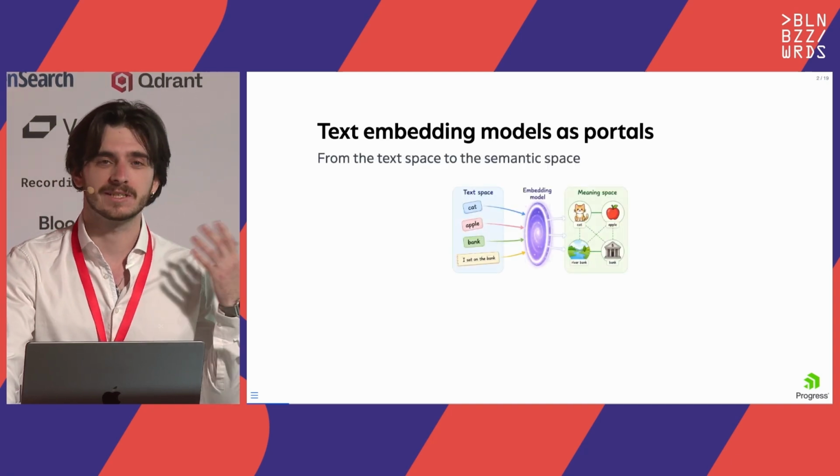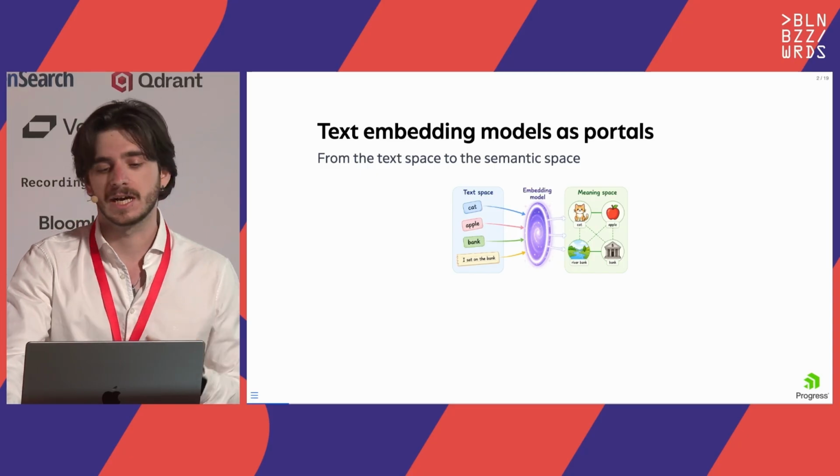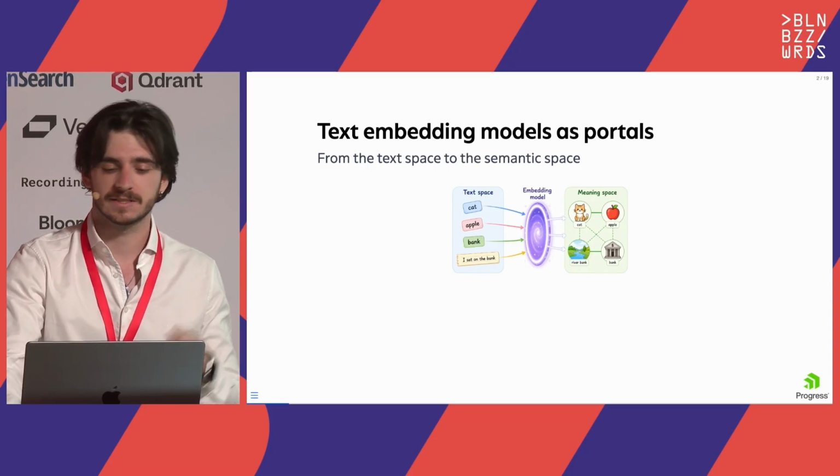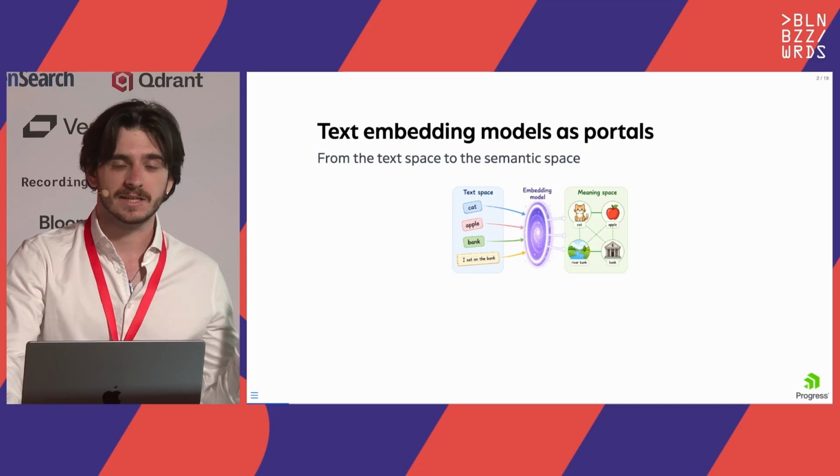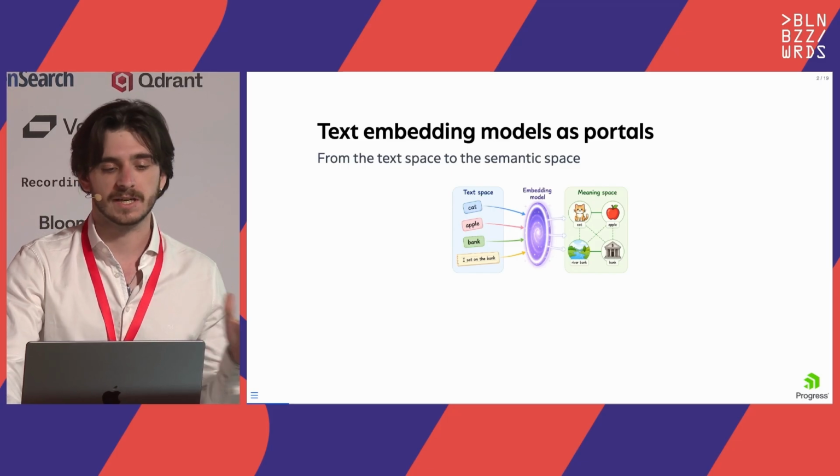So, as I'm sure you all know, text embedding models are portals. They are portals between the text space, the words, and their meaning, or that semantic space. This is what has enabled us to power semantic search, and it's super nice.